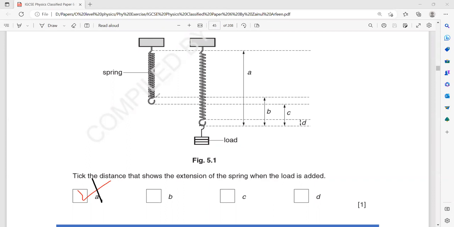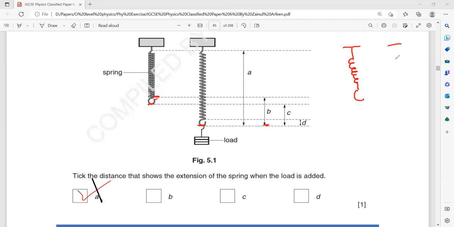Even B is wrong. Why is it wrong? Because we are measuring from the start of the hook till the end of the hook. We should take the same point when we are measuring the change in length. So C is the right answer. Why is C the right answer? Because we are taking identical points. When we measure the extension, it means how much length has increased.